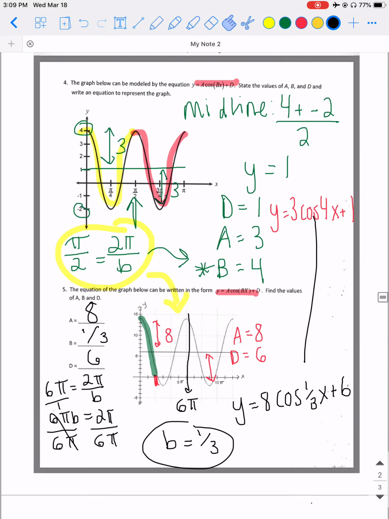And for these other ones, I need to determine the midline first because I'm unable to write an equation without the amplitude and the frequency, and that's all going to be based off of the midline.